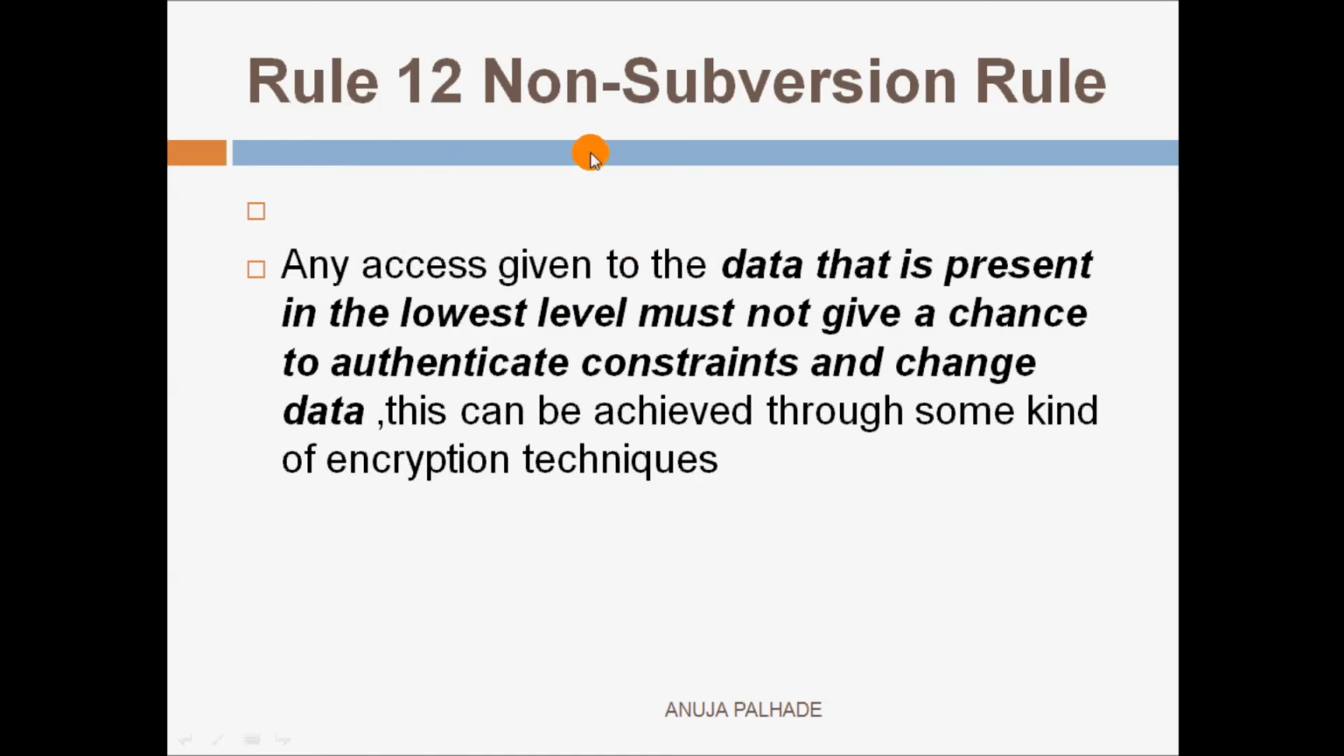Now, rule 12, non-subversion rule. Any access given to the data present at the lowest level must not give a chance to subvert the constraints and change the data. This can be achieved through some kind of encryption techniques. It means if the system has an interface that provides access to low level records, then the interface must not be able to subvert the system and bypass the security and integrity constraints.